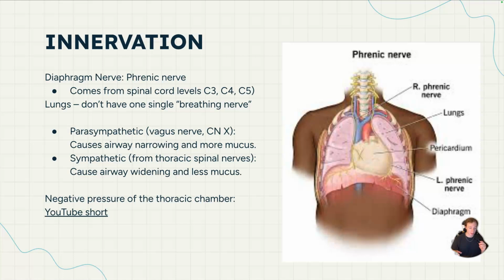It's considered parasympathetic and sympathetic. So based off of what we need to happen within our respiratory system, certain ones fire. If it's parasympathetic, if we're in a resting state, the airway narrows because we don't need a lot of air and it relaxes. And then if we're in sympathetic, it expands and there's less mucus, so less air gets caught. We're really just trying to get oxygen to our lungs.